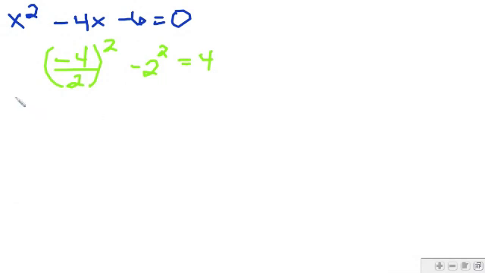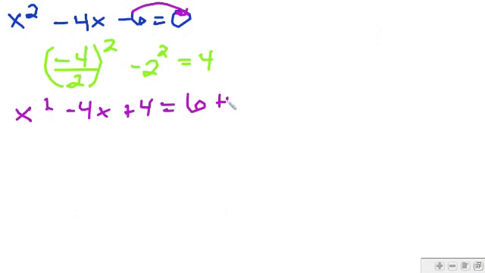So let's rewrite our problem. We have x squared minus 4x now plus 4. Let's go ahead and move this 6 over here. And when we do that, we take its opposite sign, giving it positive 6. Okay? And again, what you do to one side, if you're going to add 4 here, you need to do it to the other side, which means you need to add 4 here.